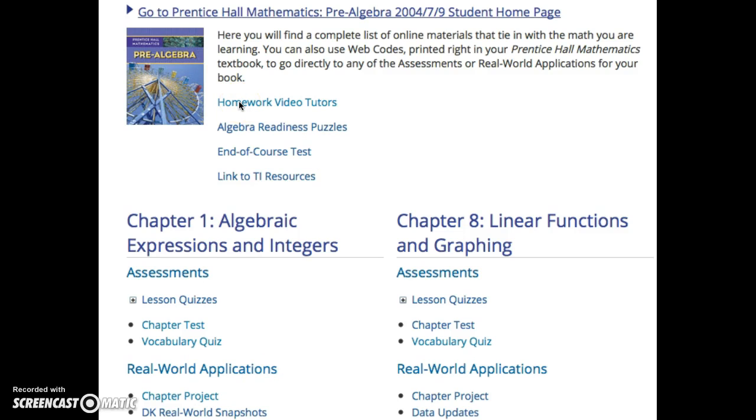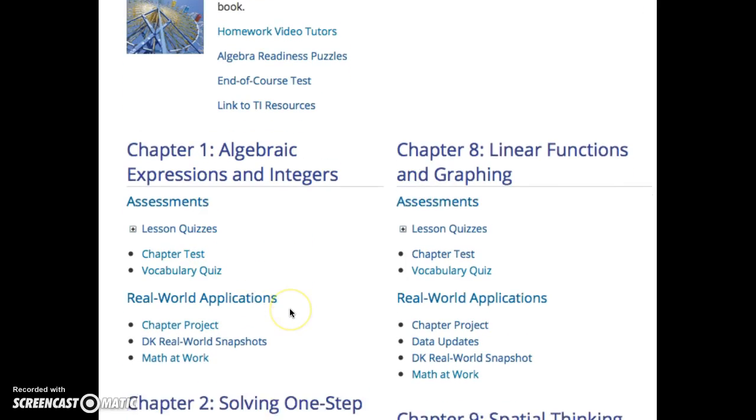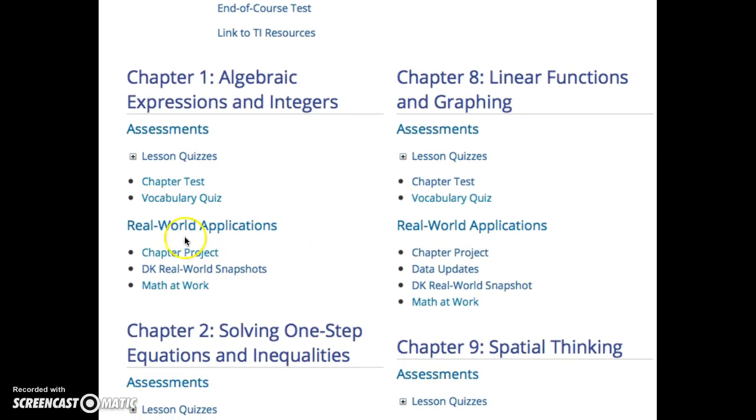where the student just clicks on, picks a video they need to see, watch it, and have the instruction by a tutor. Algebra readiness puzzles, end of course tests, and even links to Texas Instrument resources. They can also go to individual chapters that they're working on. They can try to do lesson quizzes, chapter tests, and vocabulary quiz. Also included in these are some real-world applications.